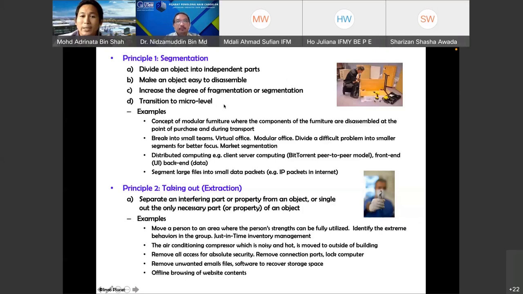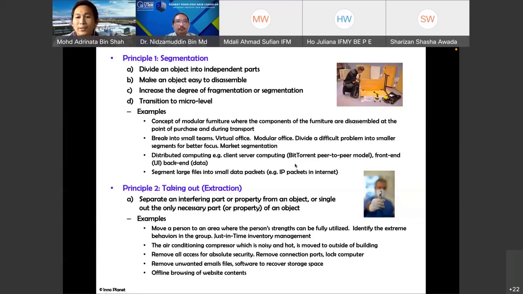So the explanation for number 1 is a concept of modular furniture where the components of the furniture are disassembled at the point of purchase and during transport. Okay, you already know, IKEA. Segment large files into small data packets. This is for IT, so we can also apply it in IT engineering. Okay, those are the examples.